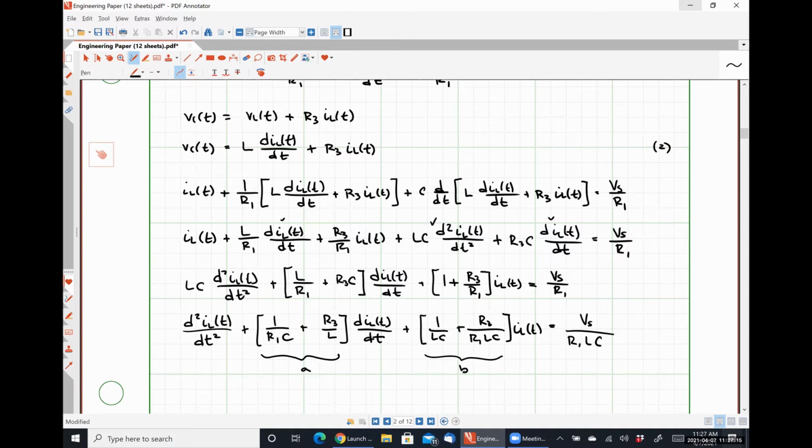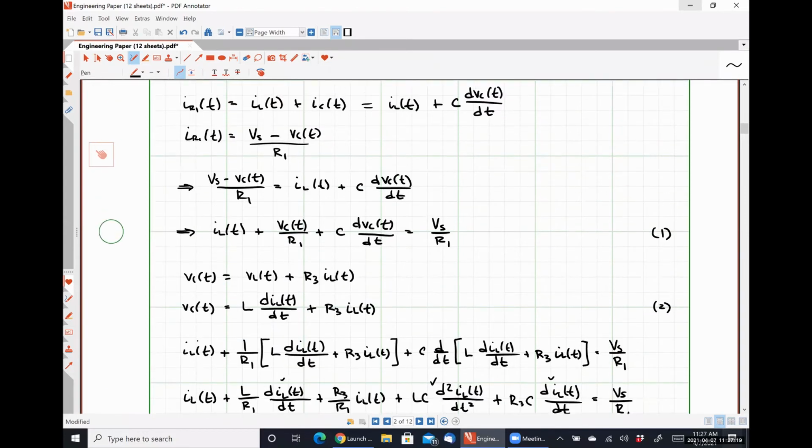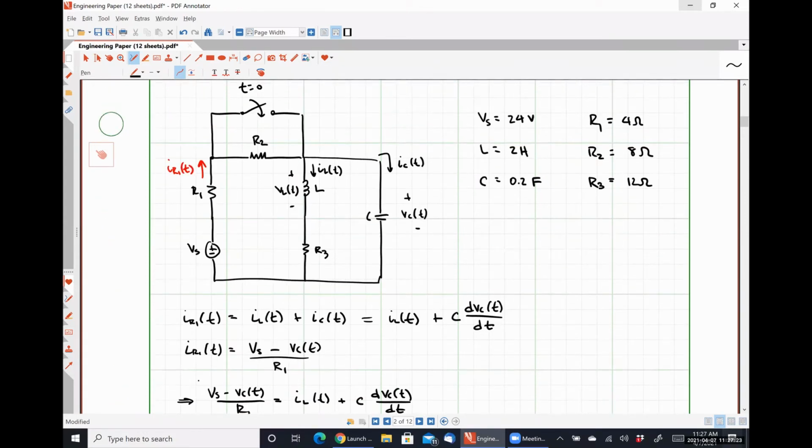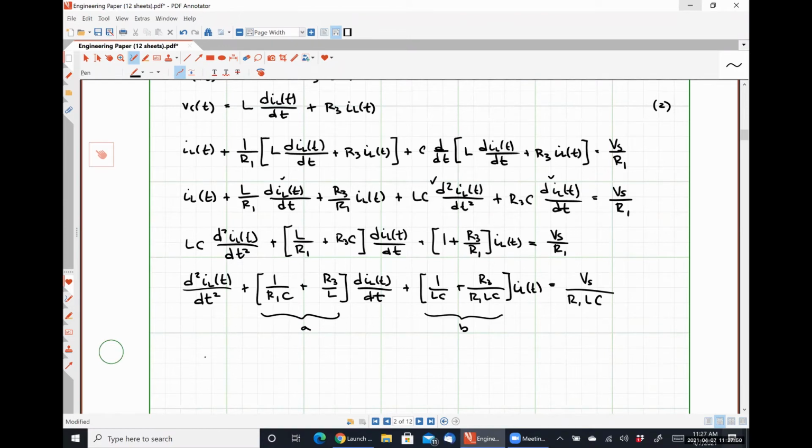So we can use our numerical values from earlier, right? We know that A is supposed to be 1 divided by R1, so that's 4 ohms, times C, which is 0.2 farads, plus R3, which was 12 ohms, divided by L, which was 2 henries. So we get A to be 7.25, which means alpha is half of this, 3.625 nepers per second.